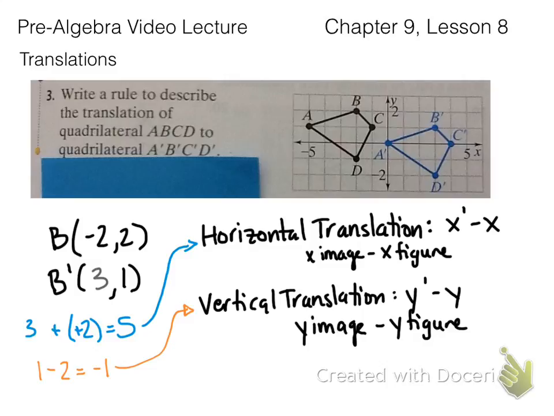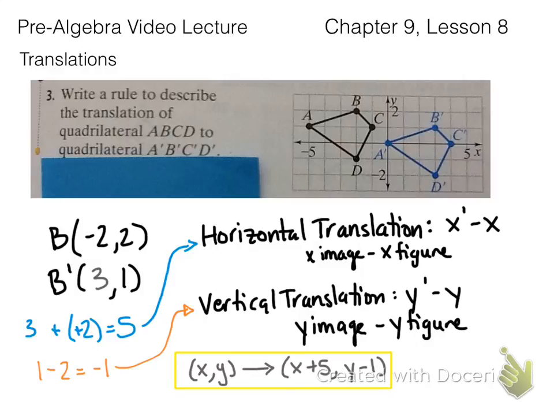And if I stick that in the rule, I say that no matter where x and y are, it goes to x plus 5 and y minus 1. So if I start at B and I want to get to my image of B, I'm going to go 5 to the right because x tells me left and right and y tells me up and down. So I'm going to go 5 to the right and I'm going to go down 1 because it's a negative 1. But I can also use this rule for any other point on the figure to get to any other point on the image.